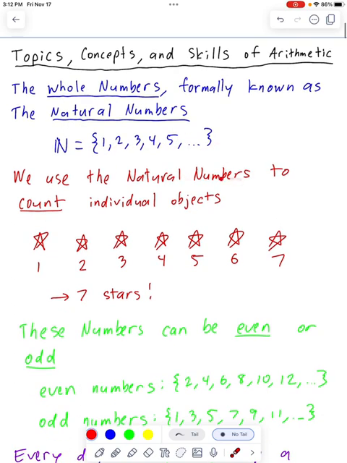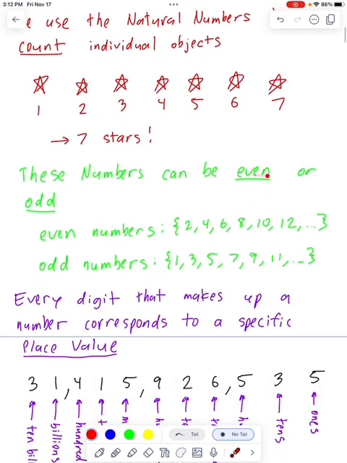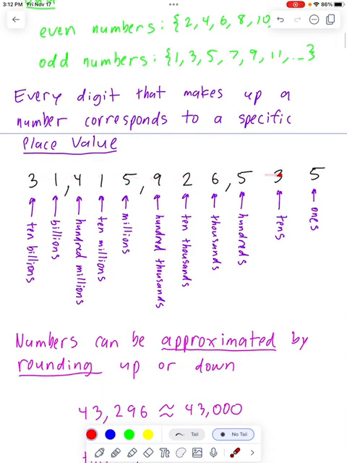We can use these natural numbers to count individual objects, such as here. There's 7 stars. These numbers can be even or odd. Here are the even numbers, here are the odd numbers. Every digit that makes up a number corresponds to a specific place value. Now this is a very large number. The place values go ones, tens, hundreds, thousands, millions, billions, etc. We have names for many of the large place values.